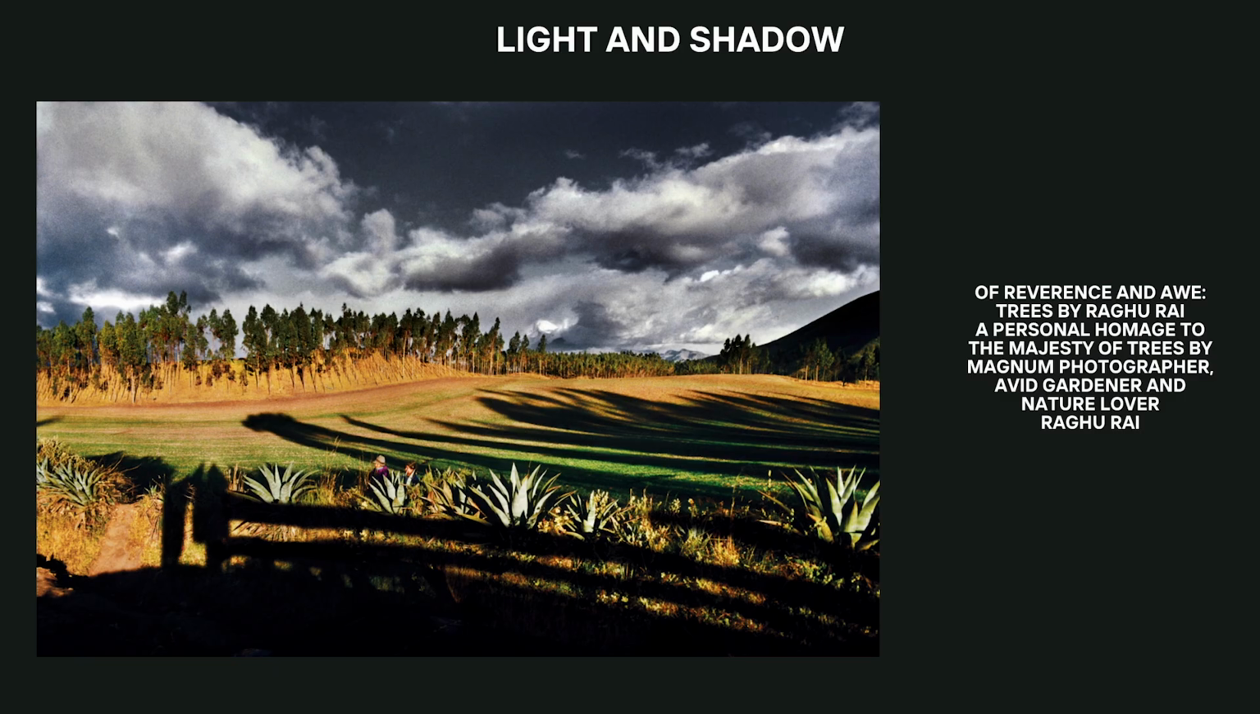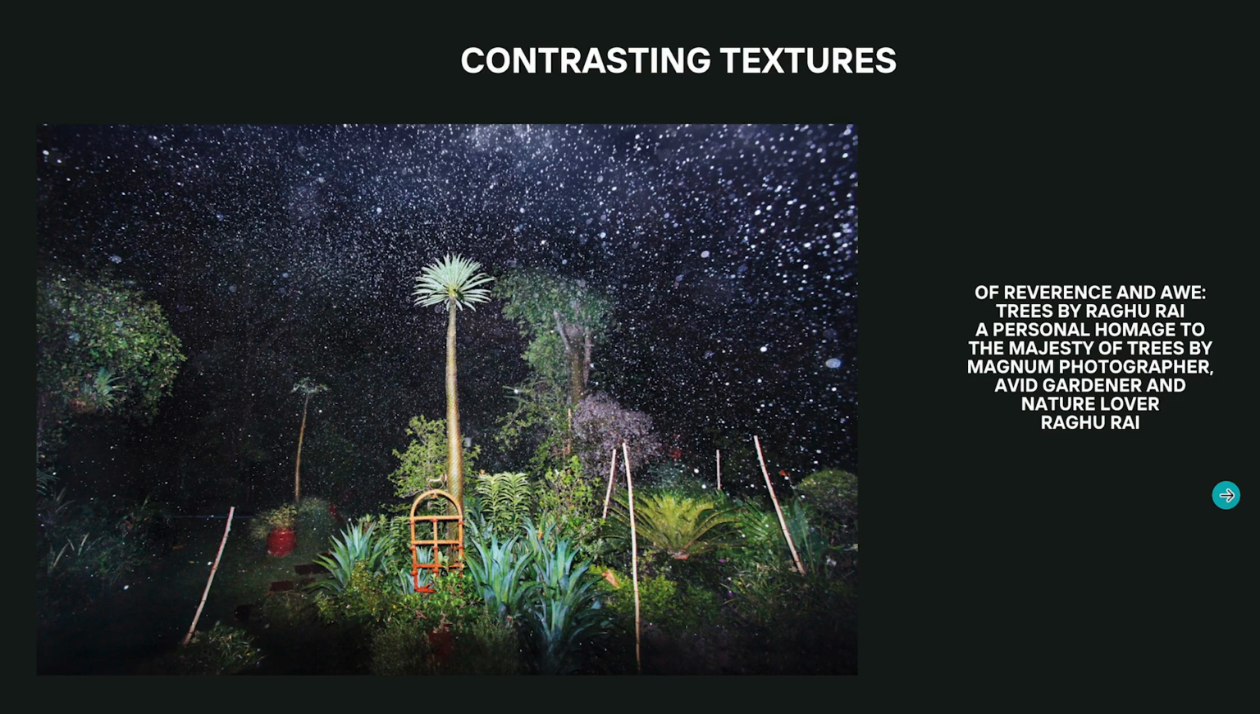First example, this is Light and Shadow of Reverence and Awe, Trees by the photographer Raghu Rai. So it's a personal homage to the majesty of trees by this photographer who's an avid gardener, nature lover. Light and shadow, it's self-explanatory. It's the light and the shadows, and also they're complementing, contrasting, and also contradicting each other. And there's so much vivid texture with the cloud, with the sun, and with the beautiful shadows that are stretching out.